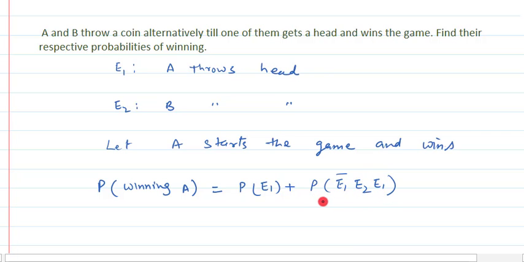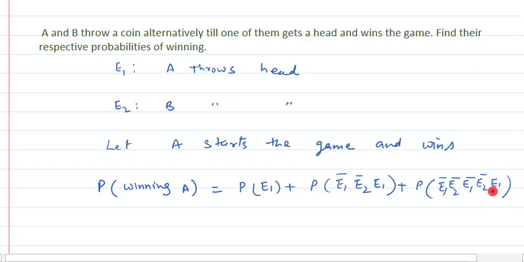What does it mean? That E1 not means A starts the game but he doesn't get head. Then it is the turn of B. I should write here E2 because E2 is the event that B throws head. And here we are taking that A starts the game and wins the game. So therefore, when B throws the coin, he does not get head. Then it is the turn of A. He throws the coin and he gets head, means at second chance. But again, this is not possible always. The case may be like P(E1 not, E2 not, E1).